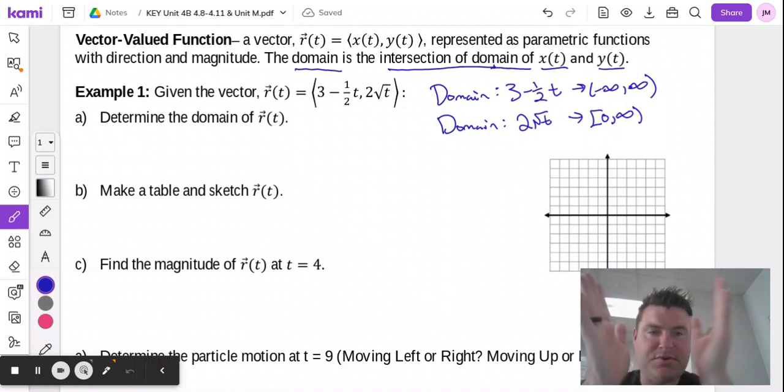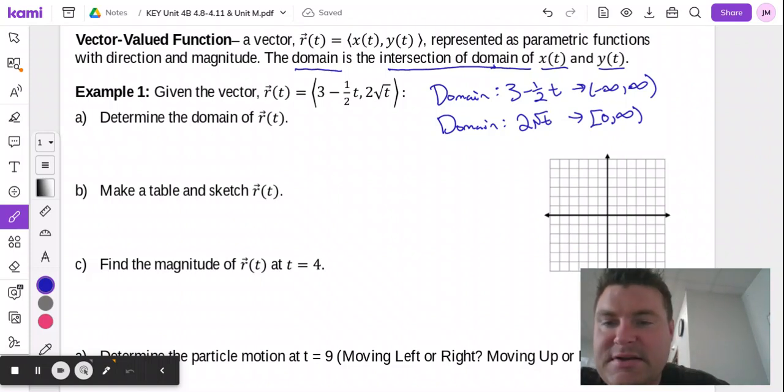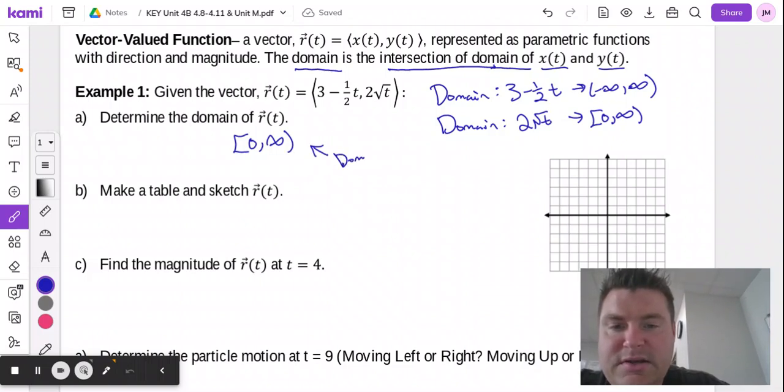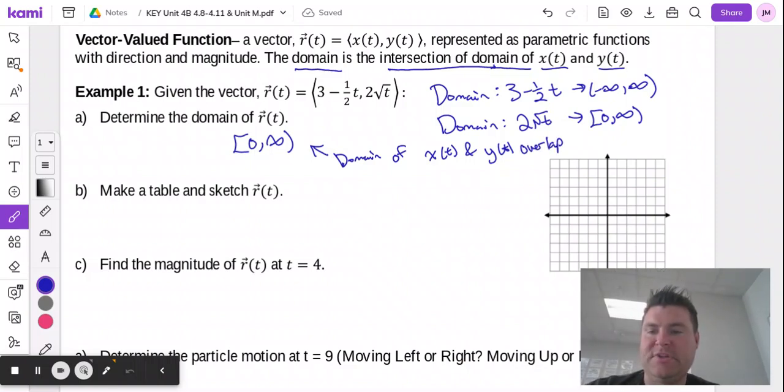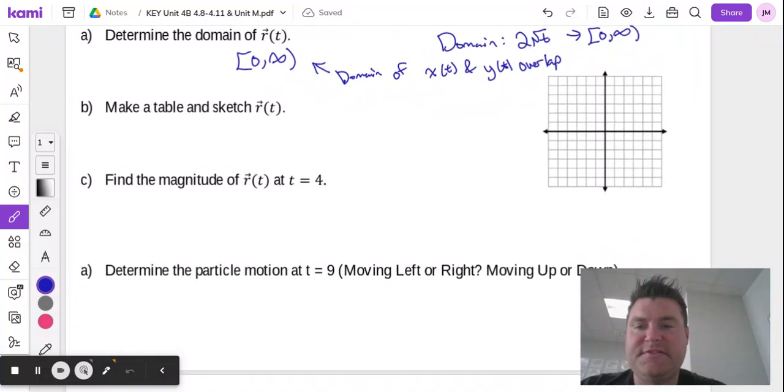So those intersect. Where do those overlap? If I were to make those onto number lines, where do they overlap on the number lines? They would overlap here at 0 to infinity, because this is where the domains of x of t and y of t overlap. Okay, so we're going to make a table and sketch r of t.